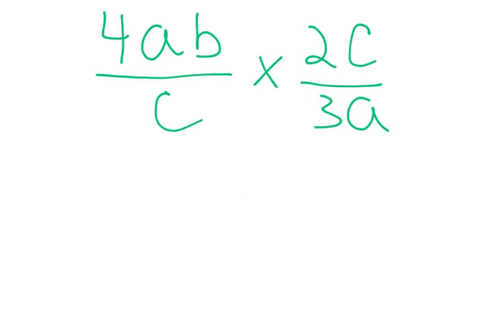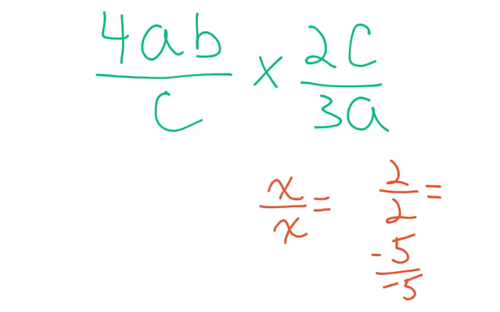But I do see that we have a few letters. Like I see an A here and an A here. And I do see a pair of C's up and down as well. And we know that any number, like 2 over 2, or even negative 5 over negative 5, or even x over x, really any number over itself is equal to the number 1, which is important to know when we're trying to simplify fractions.